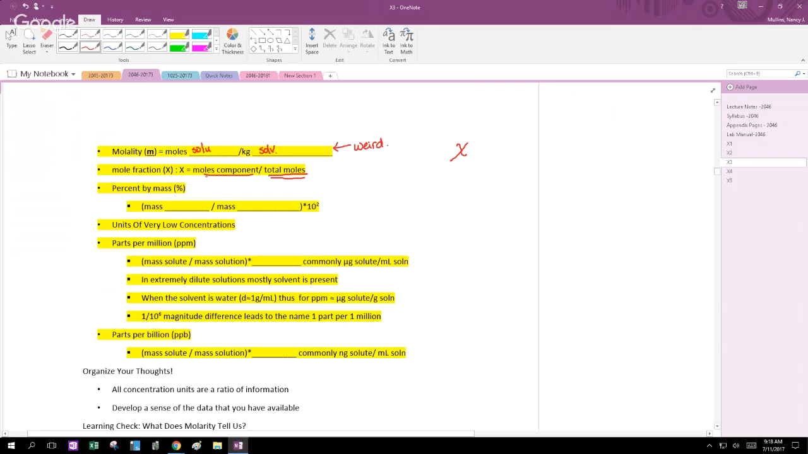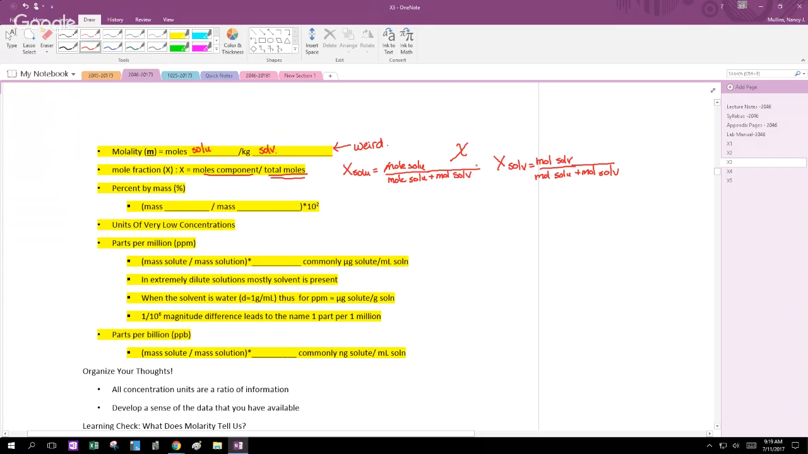Now, it doesn't specify which component. Pay attention to that. You could describe the mole fraction for the solute, in which case it would be the moles of the solute over the total moles, solute plus moles of solvent. It could also be mole fraction of solvent. And that would be, of course, moles of solvent over the total, which is moles of solute and moles of solvent.